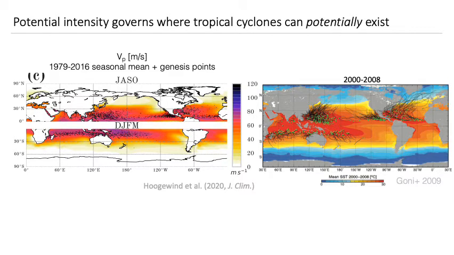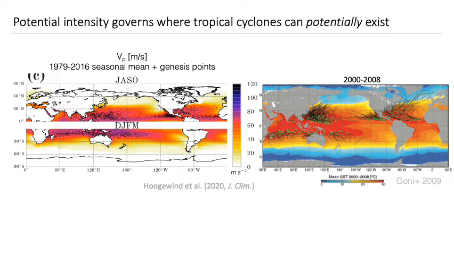Okay, so let's look at a map of this. We have this wonderful equation for potential intensity. And I'll note there are a couple of additional complexities associated with calculating potential intensity that I'm not going to go through here, but in general, this is a similar approach. Potential intensity governs where tropical cyclones can potentially exist. Again, this is the upper bound on intensity. If the upper bound is say 0, you just can't have a tropical cyclone there at all.